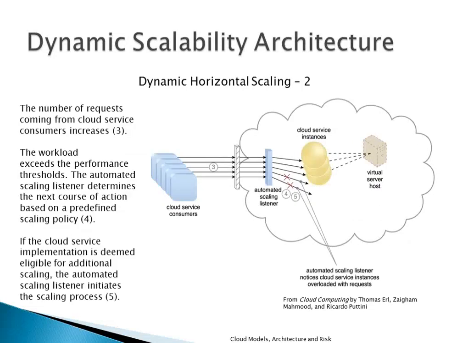Okay, so now as the number of requests start to increase, the workload now starts to exceed the performance threshold. So we can see there at 4 and 5 in the middle of the screen that we've now got instances that are overloaded. They can't be met with the current services. So now the policy will click in and say, is this eligible for scaling? If it is, we'll now start to initiate the scaling process.